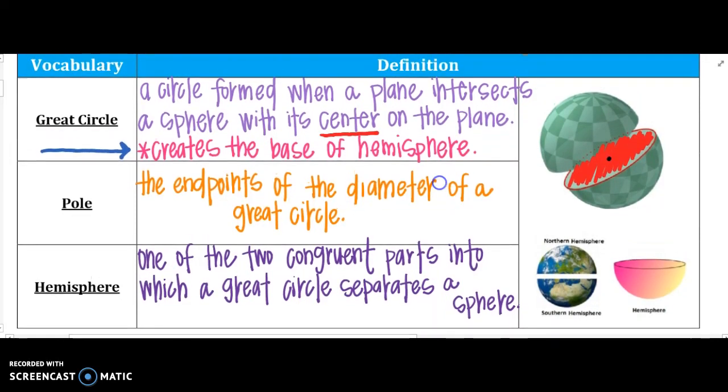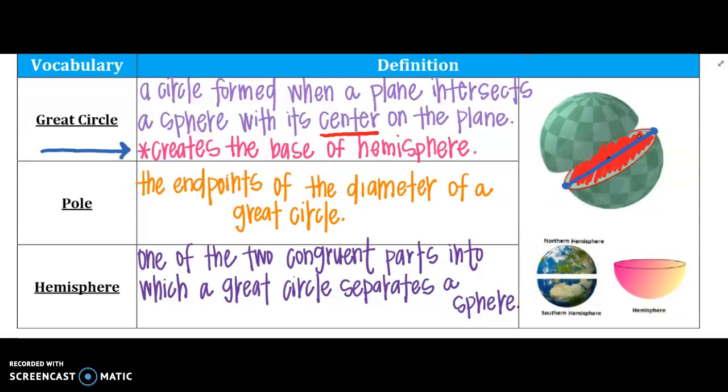A pole is just the endpoints of the diameter of the great circle. So the endpoints of the diameter are on the great circle. It will go through the center and it will have its endpoints on the great circle.